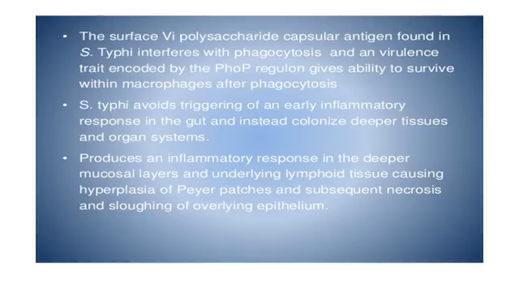the organ systems and produces inflammatory response in the deeper mucosal layers and underlying lymphoid tissue, which causes the hyperplasia of the Peyer's patches and subsequent necrosis and sloughing of the overlying epithelium.